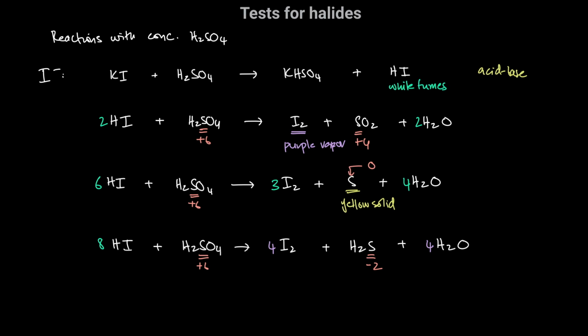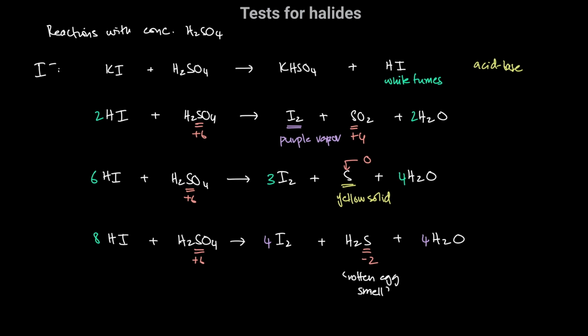One thing that you can label as an observation, but it's not really an observation that we make because we're supposed to avoid it, is the smell of hydrogen sulfide. Hydrogen sulfide is a gas that has a rotten egg smell. It has a very strong rotten smell, however it's very toxic, so you're not supposed to smell it. You're supposed to avoid places where you have hydrogen sulfide. So the key observations here are white fumes of hydrogen iodide, purple vapor of iodine, and the formation of a yellow solid. These three are all redox processes.